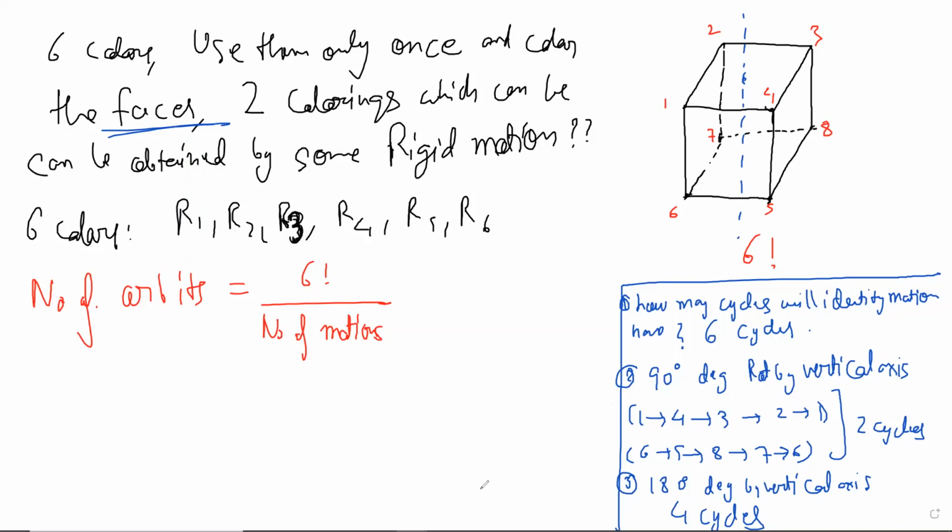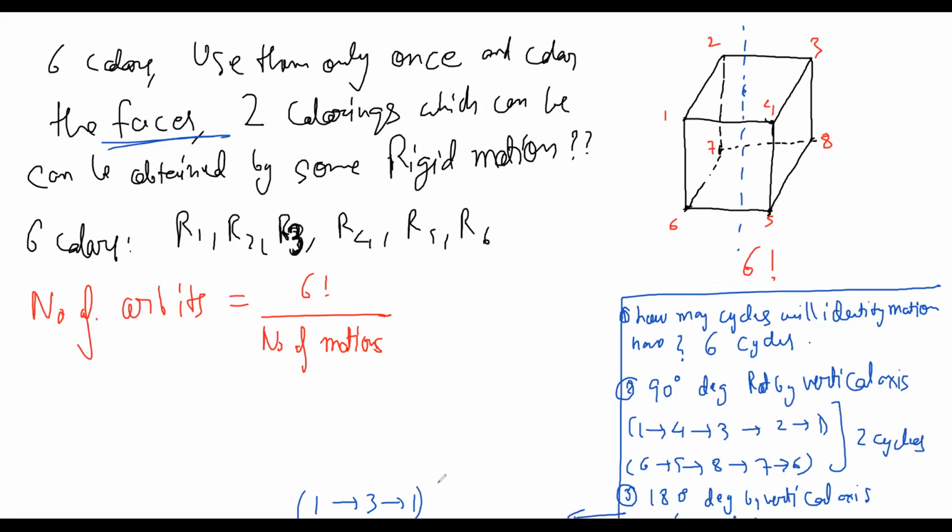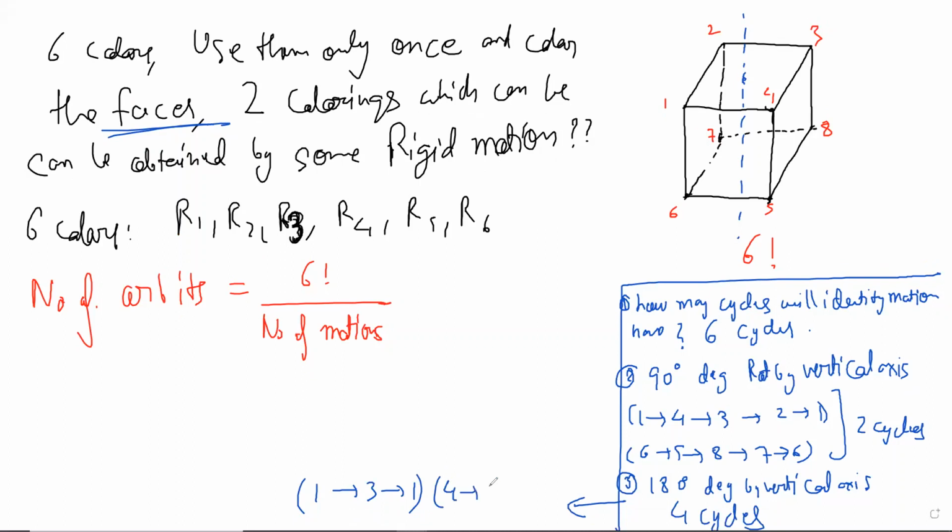So for this 180-degree thing, see, 1 is going to 3, but then 3 is going back to 1. So this is a cycle, isn't it? So I should not say like this. I should be uniform with my notation. It's like this. One cycle, right? Then another cycle is 4 going to 2 and 2 going back to 4. Another cycle. And like this, for the bottom face also you'll get 2 cycles. That's why you get 4 cycles.